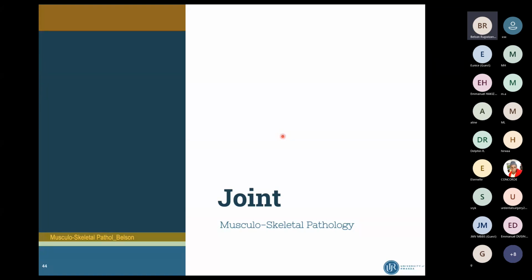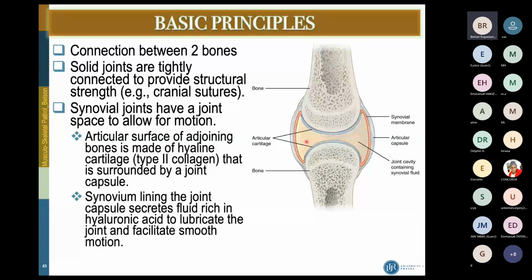So we proceed to the diseases of the joint. As basic principles, you know the joint is between two bones, and each bone is covered by articular cartilage, and between this articular cartilage we have a joint cavity, and we have an articular capsule around, and we have a synovial membrane, and it is actually the one producing the synovial fluid which lubricates the joint. Otherwise we have other structures here, the ligaments, the meniscus, and so on.